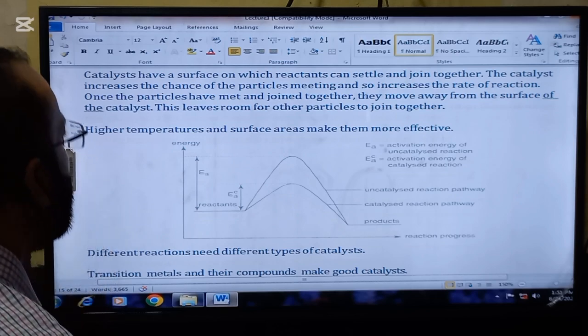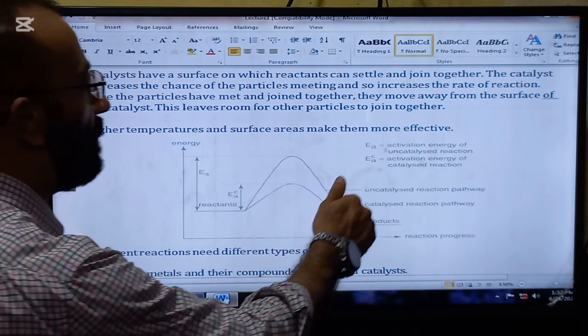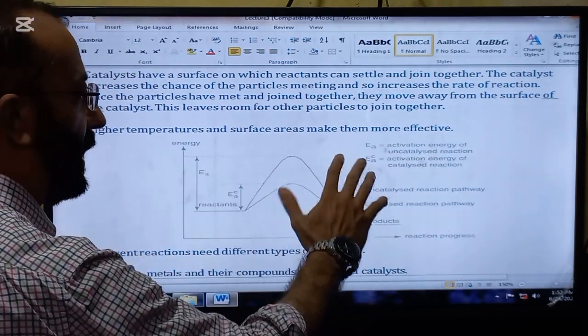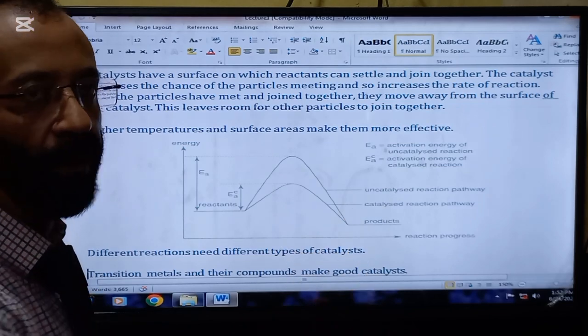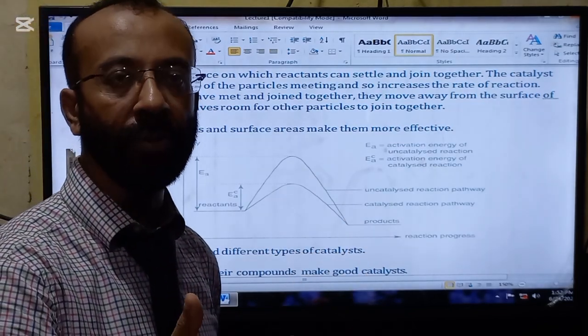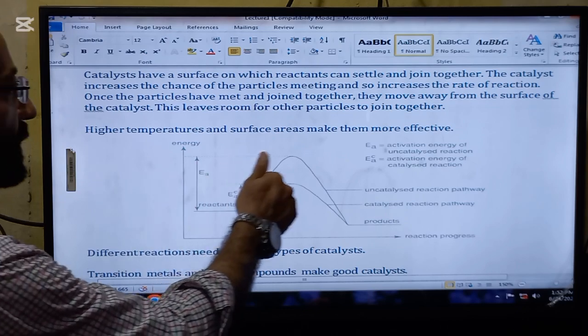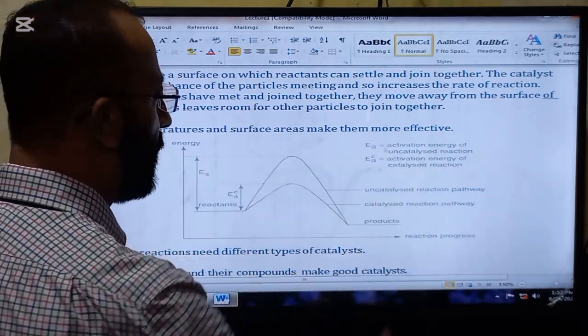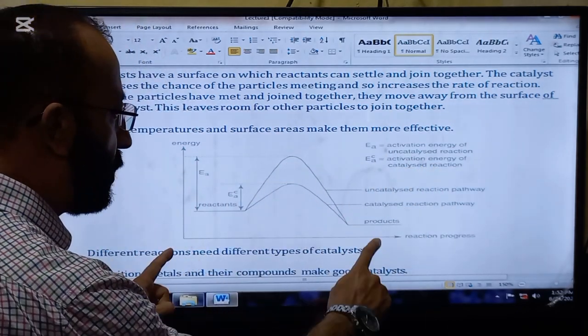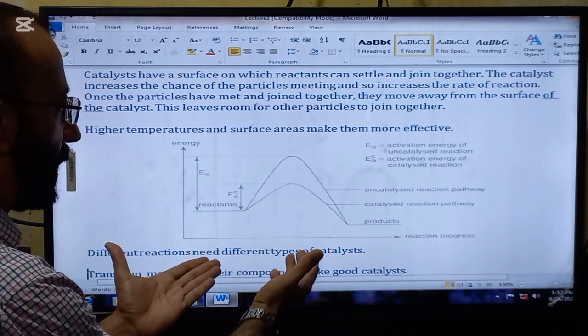Higher temperature and surface areas make them more effective. So these are the conditions for the catalyst to work more effectively. High temperature and surface areas make them more effective. The function of the catalyst is shown by another figure.